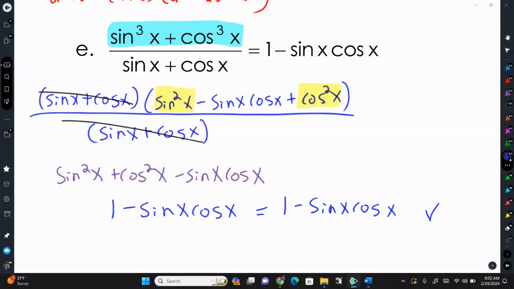So yeah, we need to be mindful of those special factoring patterns. I know we haven't used the sum or difference of cubes in a while, but just be mindful and have that formula handy.